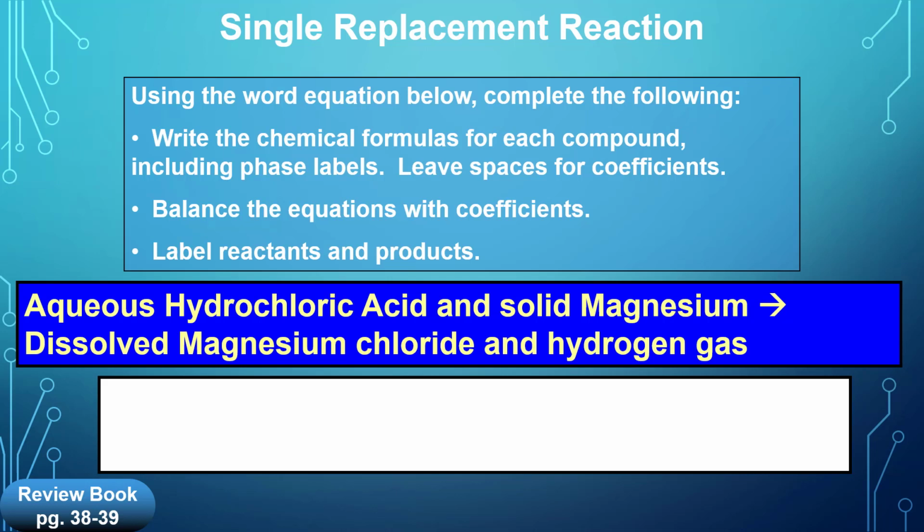So first of all, hydrochloric acid, you can find that on your reference tables on the common acids and bases. I think it's table K or L. I cannot remember off the top of my head. We could just pull it up. How about we do that?